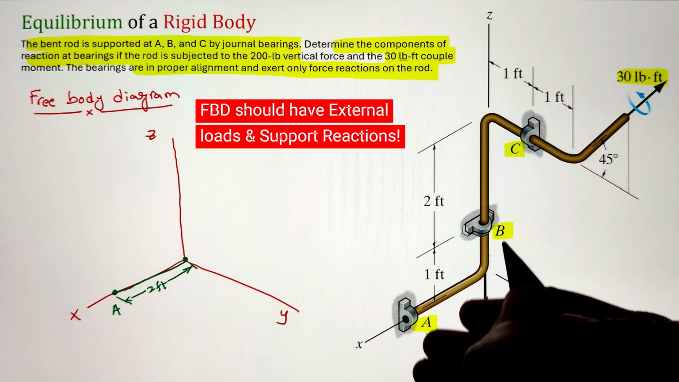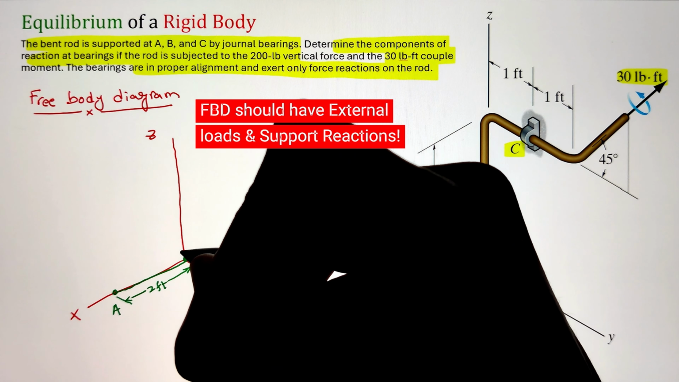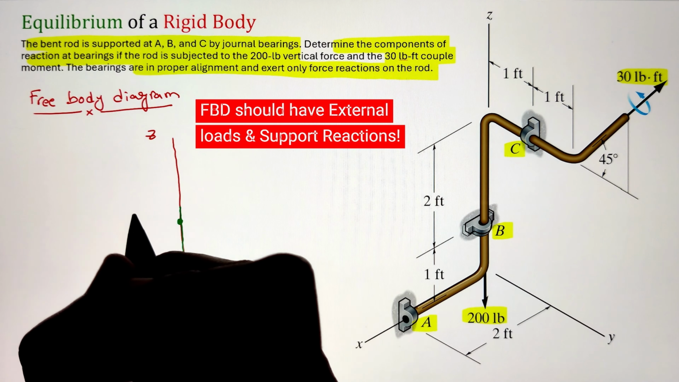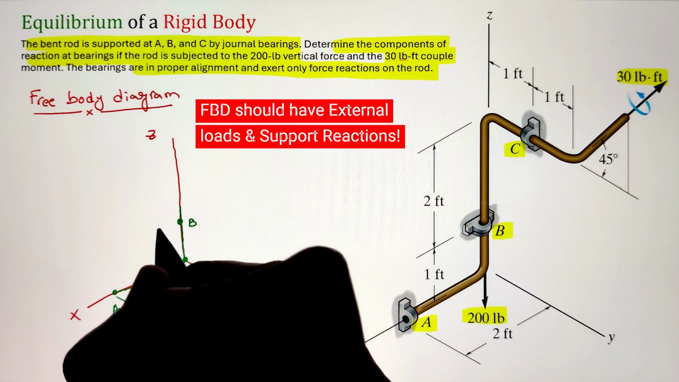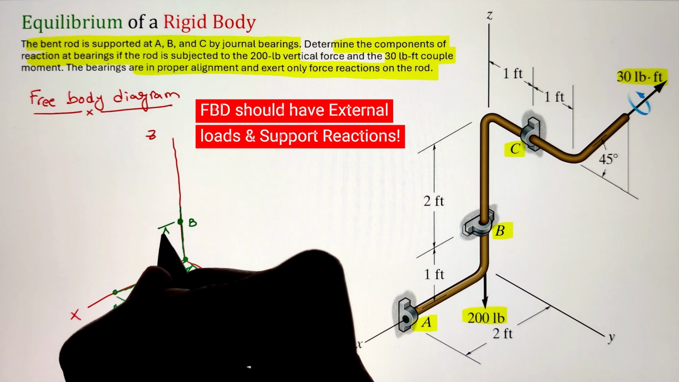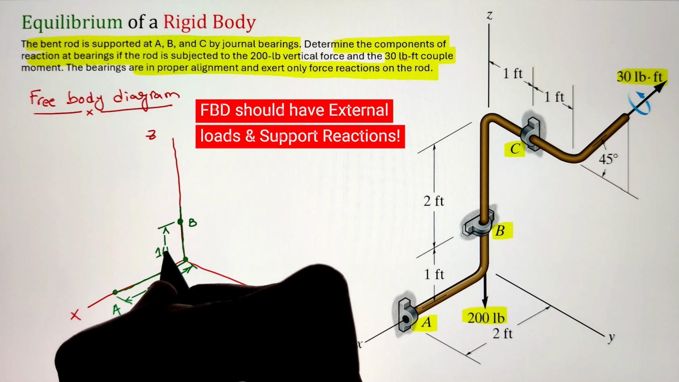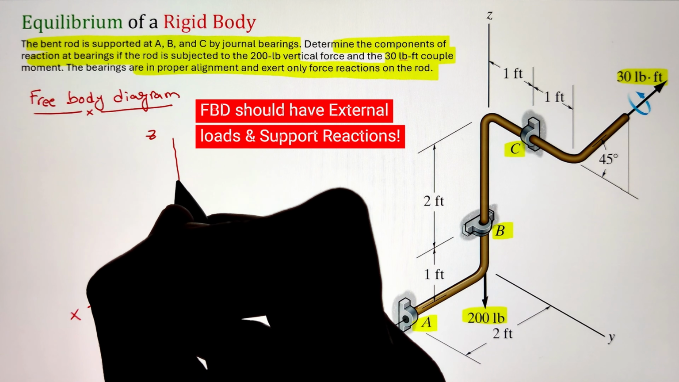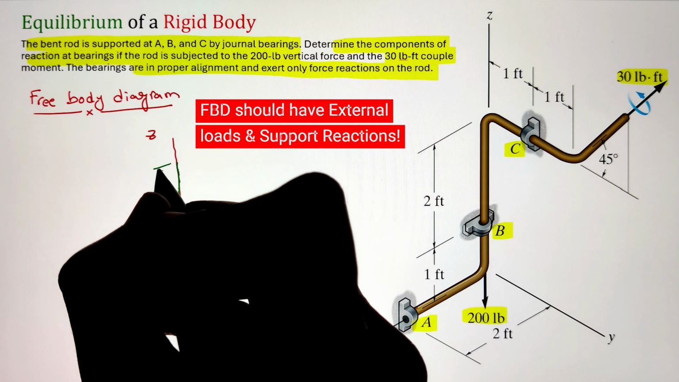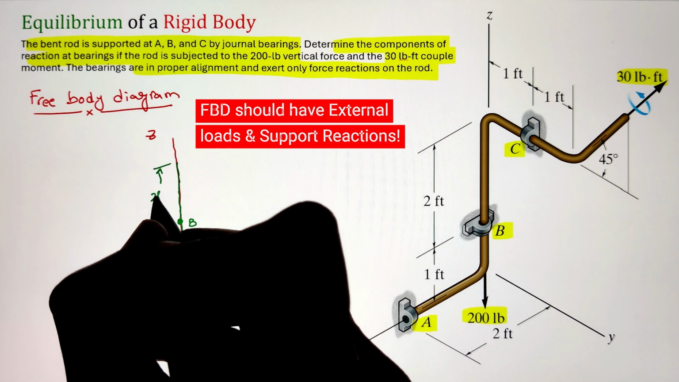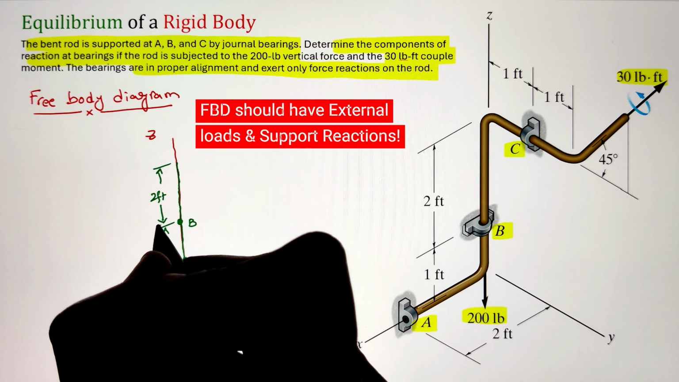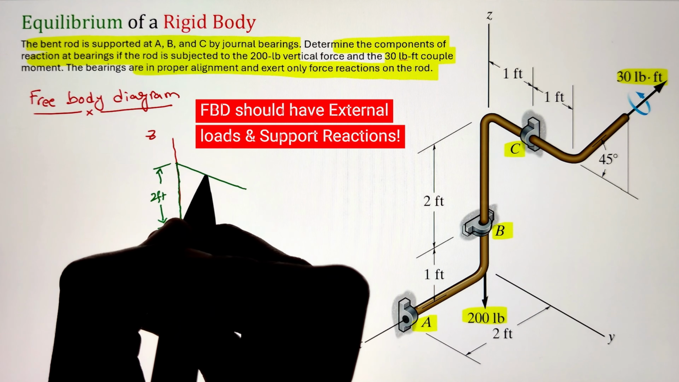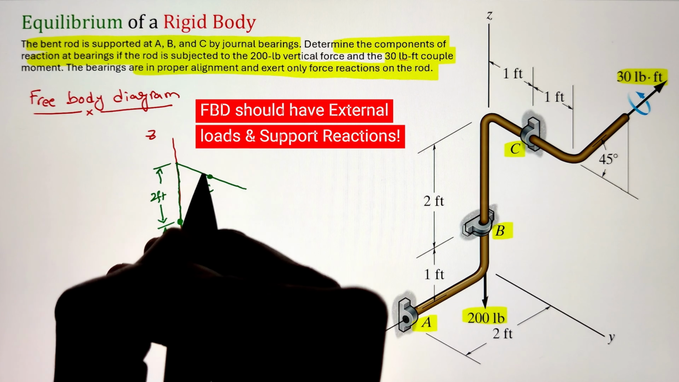So in the question, it is mentioned that the bearings are in proper alignment and exert only the force reactions on the rod. So at point A, B, and C, we only have our support force reaction. And since they are in proper alignment, it means that there won't be a support reaction exerted along the axis of the pipe. So we only have support reaction perpendicular to the axis of the pipe in all three cases at point A, B, and C.